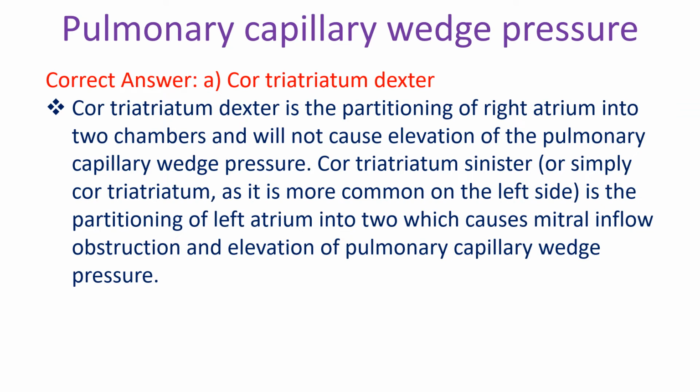Correct answer A. Cor triatriatum dexter. Cor triatriatum dexter is the partitioning of right atrium into 2 chambers and will not cause elevation of the pulmonary capillary wedge pressure. Cor triatriatum sinister, or simply cor triatriatum, as it is more common on the left side, is the partitioning of left atrium into 2, which causes mitral inflow obstruction and elevation of pulmonary capillary wedge pressure.